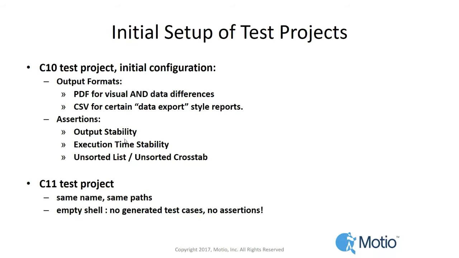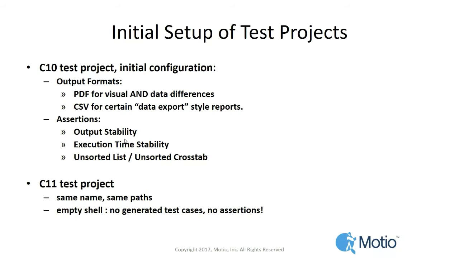But in the C10 test project, we're going to generate a bunch of test cases for your content, and we're going to pick a very specific set of assertions. We're going to use the output stability assertion, which compares the currently generated output to a previously memorized output. We're going to use the execution time stability, which compares previous execution characteristics to current execution characteristics. Then we're going to use the unsorted list and unsorted crosstab assertions, which will warn us if we have unsorted containers in our reports.